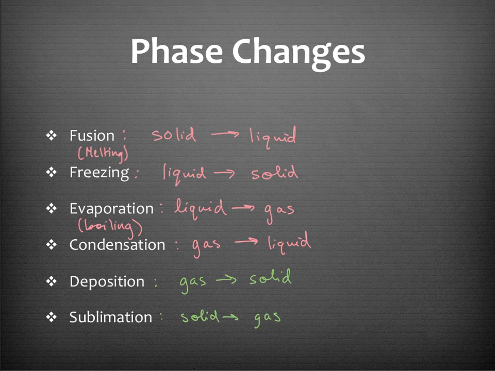Now, each of these processes can be categorized as either exothermic or endothermic. So, going from solid to liquid, you absorb heat, so that's endothermic. So you need to raise the temperature to get to that. Freezing is exothermic. Evaporation is endo. Condensation is exo. Deposition is exo. And sublimation is endothermic.